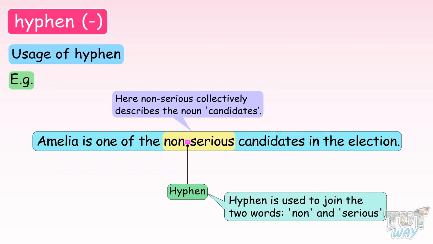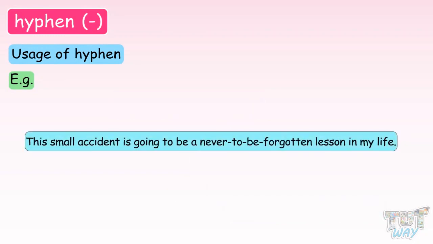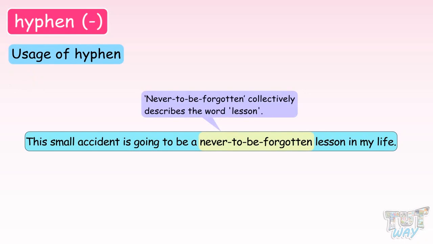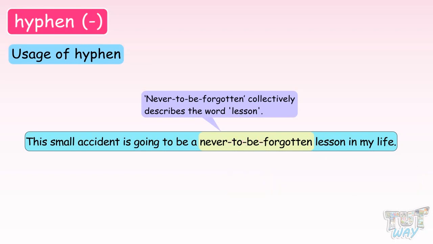Let's have a look at another example. This small accident is going to be a never-to-be-forgotten lesson in my life. Here, 4 words, never to be forgotten, collectively describe the word lesson. That is, they have common meaning, never to be forgotten. These 4 words are acting as one word. Here are some more examples of glued words.